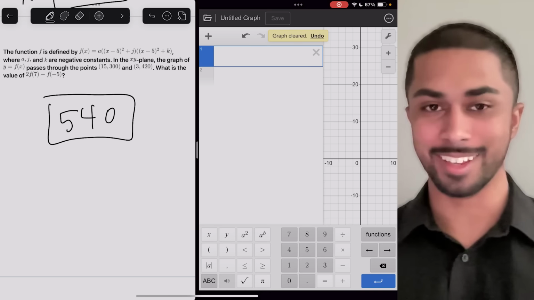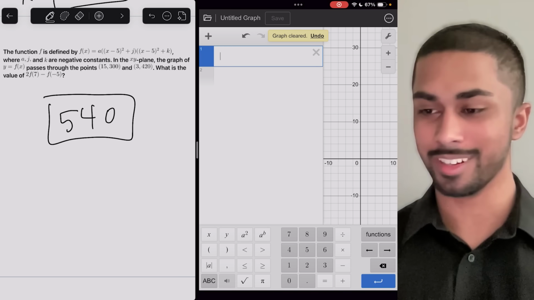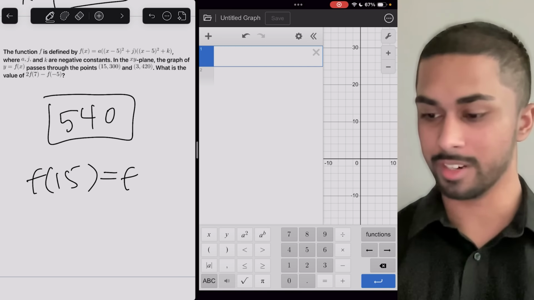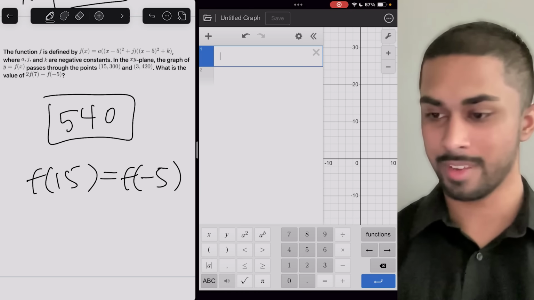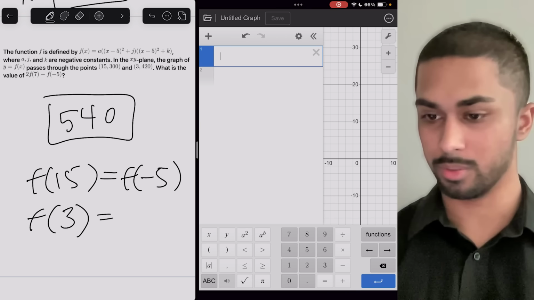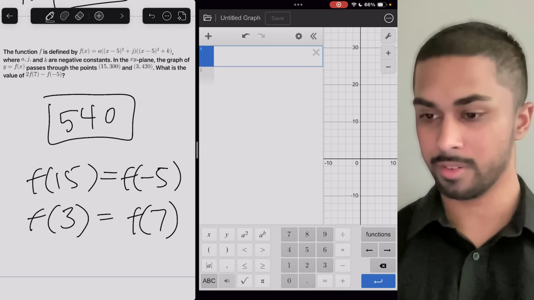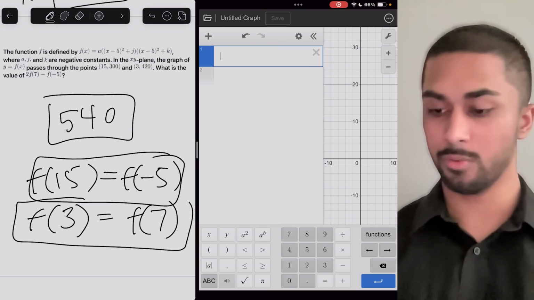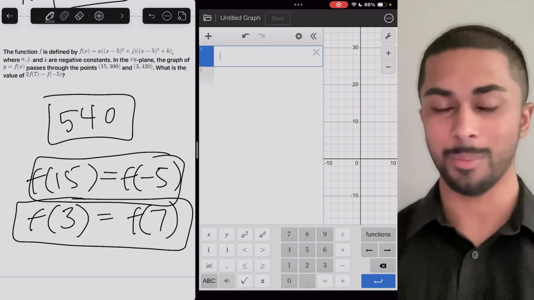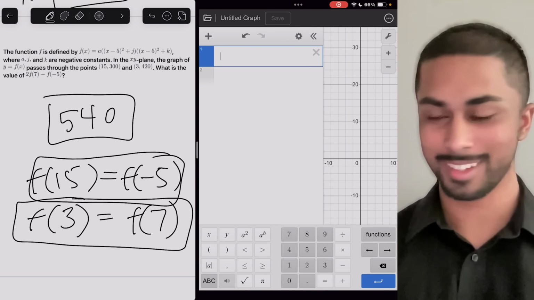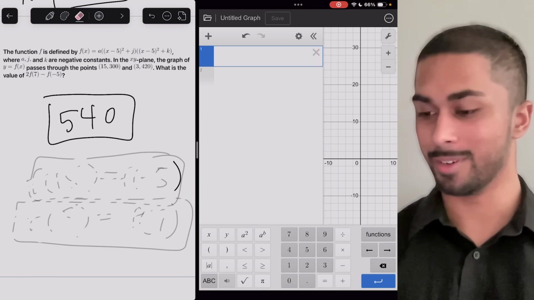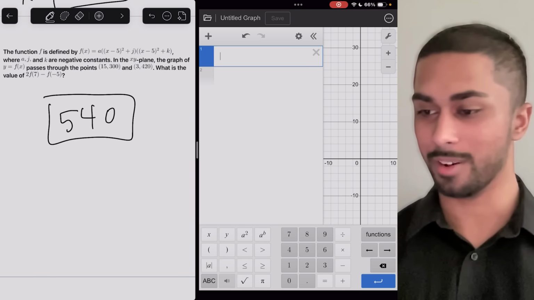The much easier way to solve this question is you just need to be able to see it. f of 15 is equal to f of -5, and f of 3 is equal to f of 7. If you know why these two are true for this equation, comment it down below. Because we're not going to spend time figuring out why in this video.